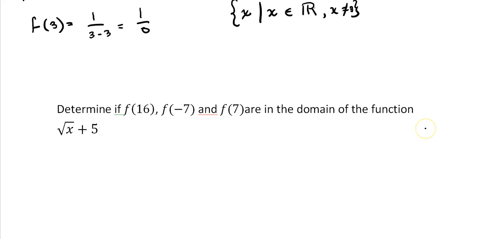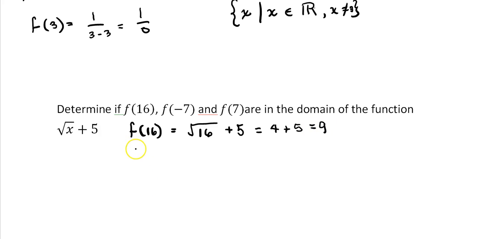Here we're being asked to see if these numbers would work in the domain of the function. So I'm going to take a look at each one of these. I've got 3 different numbers. The first one, f of 16, is going to equal the square root of 16 plus 5. And this works. This is allowed. Now, because this is a perfect square under the square root, I can take it one step further. I can have a 4 plus 5, which is going to get me a 9. Okay, so far so good.